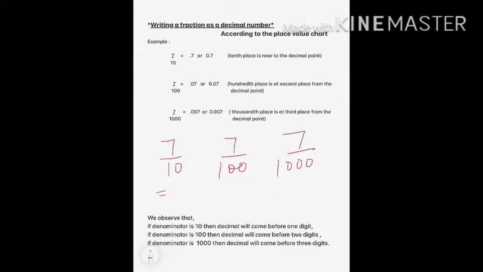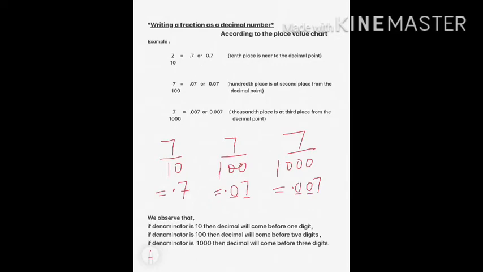7/10. Since it is at the tenth place, it is closer to the decimal point. So we will write 0.7. Since 7/100 is at the hundredth place, that means it is 2 places away from the decimal point, at the second place. So I will write 0.07. Now the thousandth place. Since from the decimal, the thousandth place is at the third place, I will put 2 zeros here.